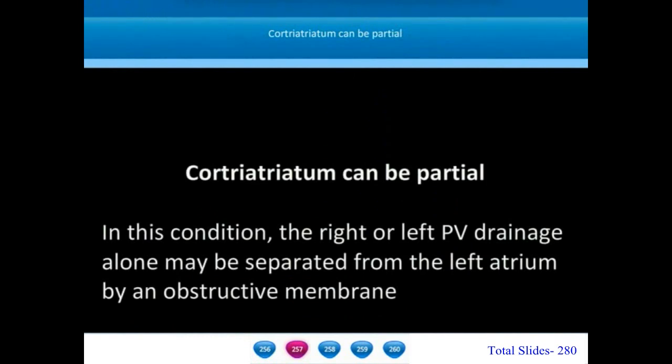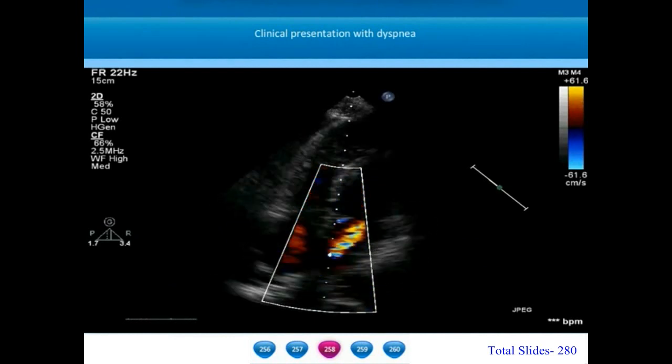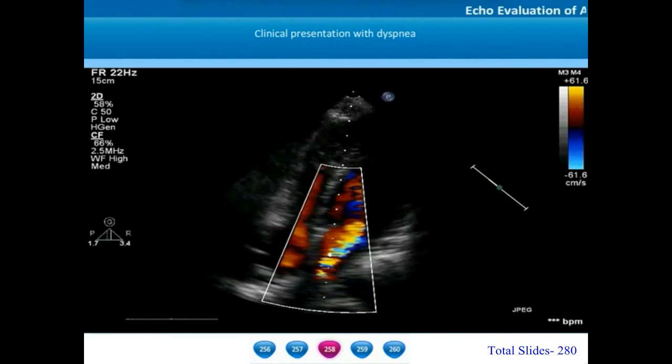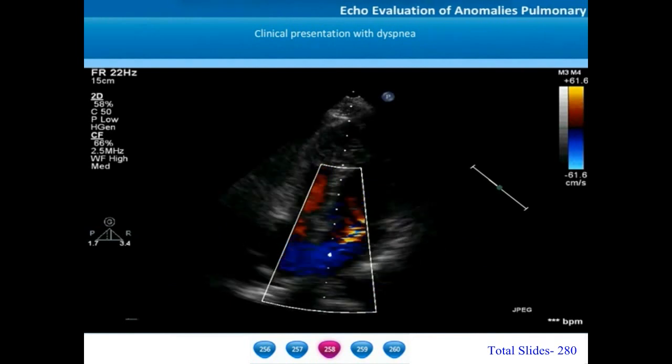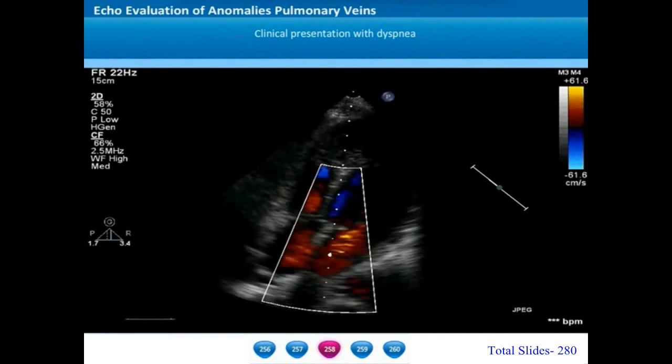Sometimes the cor triatriatum can be partial. This means a partially divided left atrium or a partially partitioned left atrium. In this condition, the right or left pulmonary venous drainage alone may be separated from the main left atrial cavity by an obstructive membrane. This is an example of a partial cor triatriatum. This apical four-chamber view shows turbulent flows into the left atrium in the region of the right pulmonary venous drainage alone.